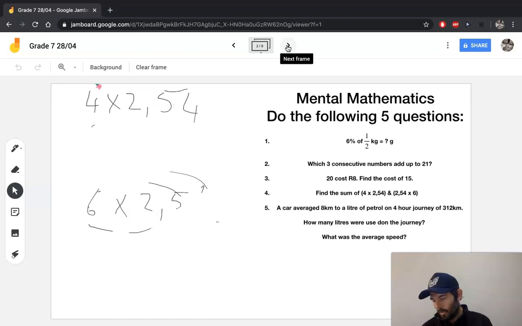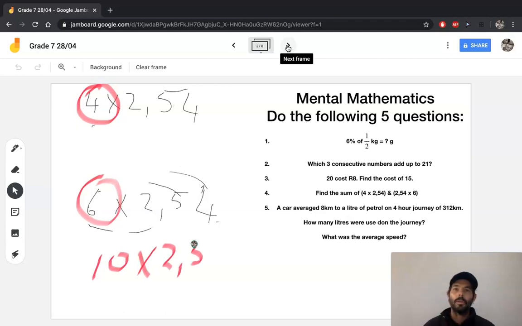so if you'd recognize 4 times 2,54 and 6 times 2,54 is the same as multiplying by 10, then you would have saved yourself a lot of time, because 10 times 2,54 just means that 2,54 gets one place bigger, and that's going to be 25,4. Okay, so that would have been if you had recognized the numbers and you'd recognized that 4 and 6 is the same as multiplying by 10. And yeah, you could have saved yourself a lot of work.